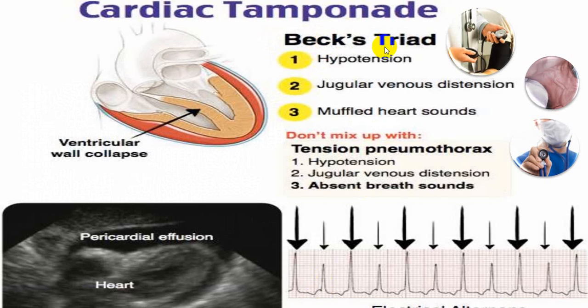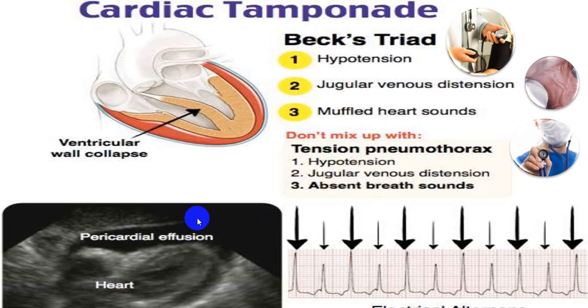One classical sign we call Beck's triad, which is very common in cardiac tamponade. It comprises hypotension, JVP distension, muffled heart sound. You should not mistake this, because a similar finding comes in a tension pneumothorax, where you get hypotension, distended JVP, and an absent breath sound. Heart sounds are heard, so it is very easy to differentiate. If the heart sounds are nearly absent, it is more in favor of cardiac tamponade, and if the breath sounds are absent, it is more in favor of tension pneumothorax.